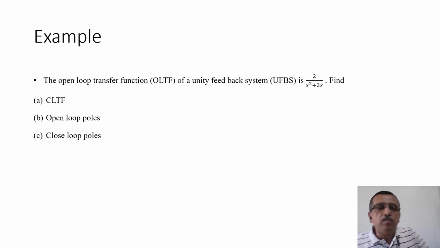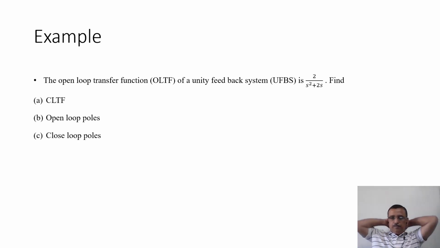So we will do one problem. The open loop transfer function of a unity feedback system is 2 by s square plus 2s plus 2. Find A, the closed loop transfer function, B, open loop poles, C, closed loop poles. How will we do this? Let us think for a while. Closed loop transfer function is Gs divided by 1 plus GsHs. Gs is given here.